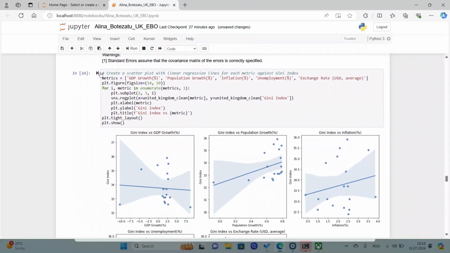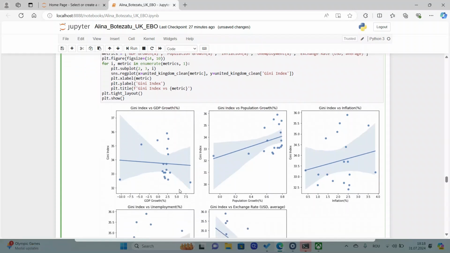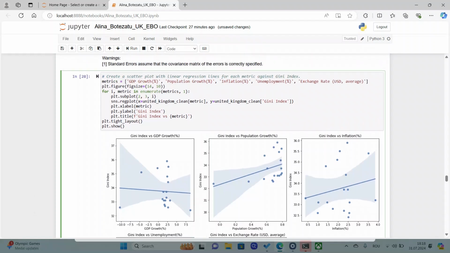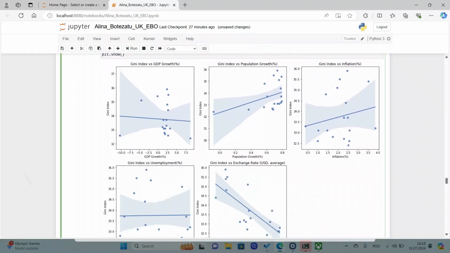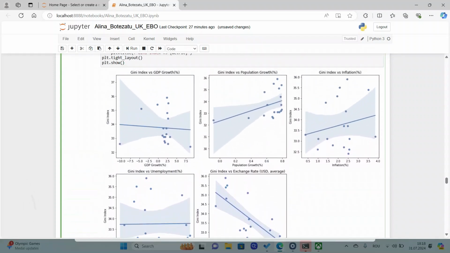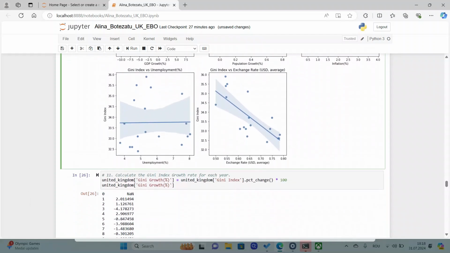Then I created a scatter plot with linear regression lines for each metric against the Gini index. I like this one, how it shows this scatter plot with linear regression. I should have done more color, maybe next time.